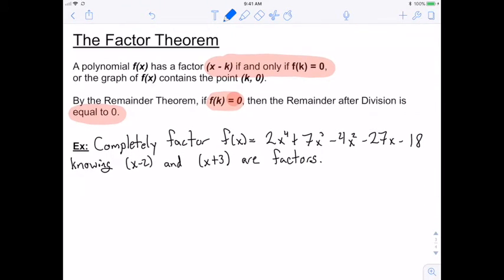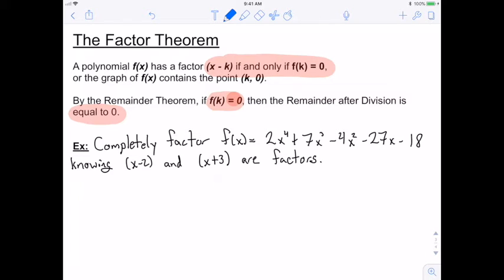The final application we'll look at is the factor theorem. What the factor theorem says is that a polynomial f of x has a factor, x minus k, if and only if, when we plug in k to the polynomial, the y value is 0. Or in other words, the graph contains the point (k, 0), and k is an x-intercept for our function. And this follows very nicely from the remainder theorem, because if f of k equals 0, then that means the remainder after division is also equal to 0.